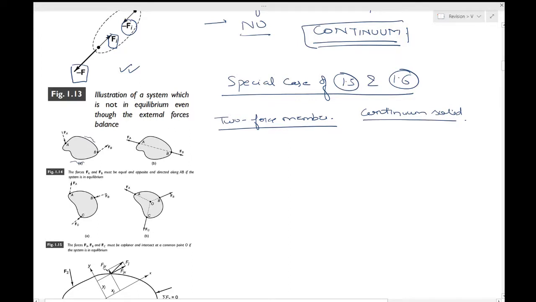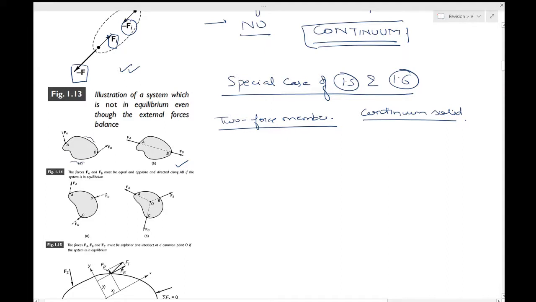So they have two and only two external forces acting at points A and B. It's clearly shown that FA and FB are acting at these two points as external forces. The two forces now cannot have random orientation as shown in this figure. If this continuous solid is in equilibrium, then FA and FB cannot be random, and they must be directed along the line AB like this.